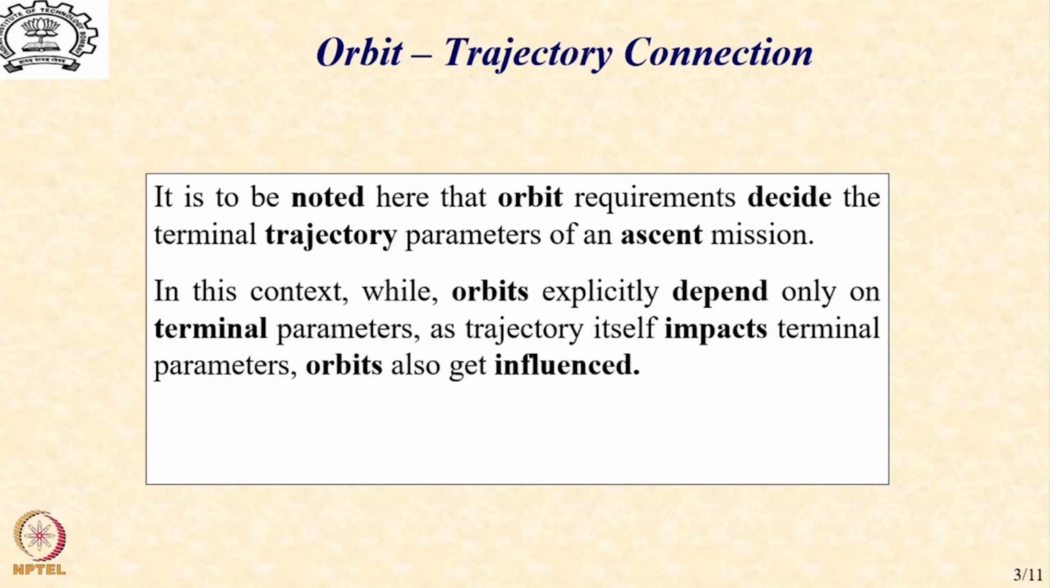Of course, we need to understand that orbits explicitly depend only on the terminal parameters. So they really have no connection with the remaining part of the trajectory as long as the terminal parameters are as per requirement. However, because of the fact that the terminal parameters are strongly and closely related to the trajectory itself, the overall trajectory also is influenced by the orbital mission. So, generally, there is a close coupling between the orbital mission and the trajectory that a launch vehicle will take during its ascent mission. You will find this connection in almost all the launch vehicles of the world.